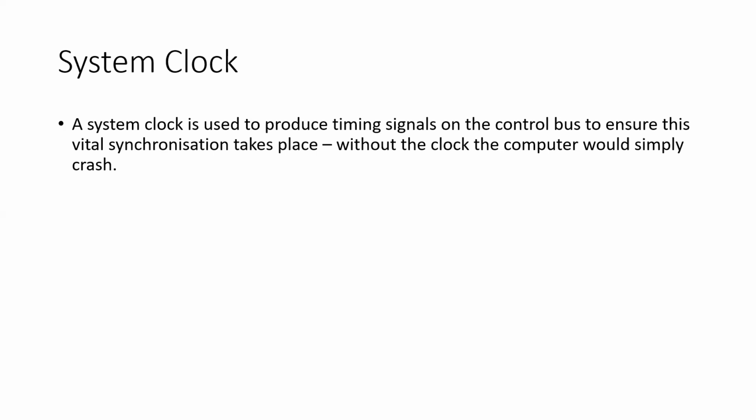A system clock is used to produce timing signals on the control bus to ensure this vital synchronization takes place. Oui, il y a un flux de l'information, et ce flux de l'information est contrôlé par un réveil qui s'appelle le system clock. So, when you see timing signal, c'est un system clock qui fait.